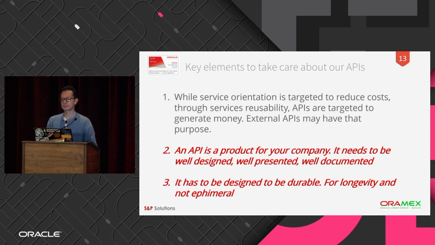For example, a service for our organization is targeted for reuse. We are trying to build a service because we want to get some reuse from it, and therefore reduce costs in our operation. We would like to have services because we want to lower the cost of our development, for example. But an API is for creating new revenue. It's for creating new businesses. If we put those two elements in the same equation, then we have something very powerful. On one hand, we reduce cost through services, and on the other hand, we create new revenue for our organization.